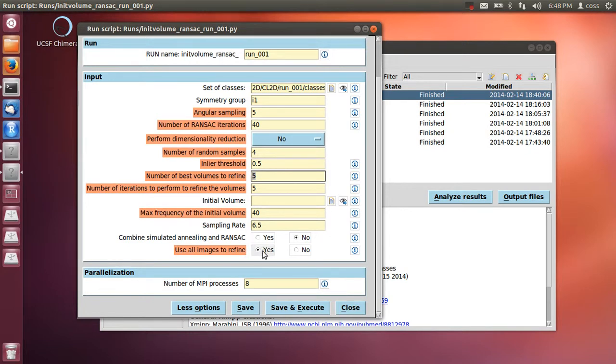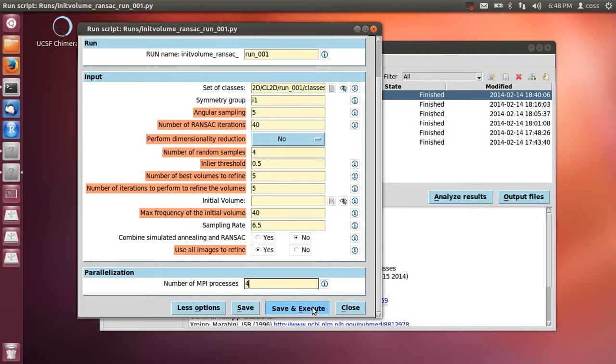So if you have, we can use this option because we know that we have a homogeneous population. If you think you have a heterogeneous population, then normally you would prefer not to use all the images, because through the inlier threshold the algorithm can leave out some classes that do not correspond to your structure. Okay, so we'll use all of them.